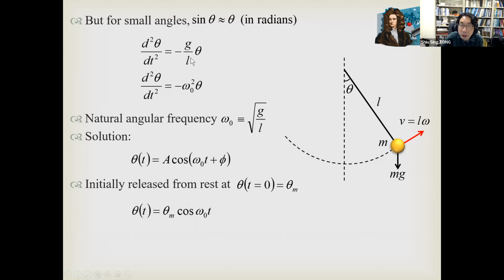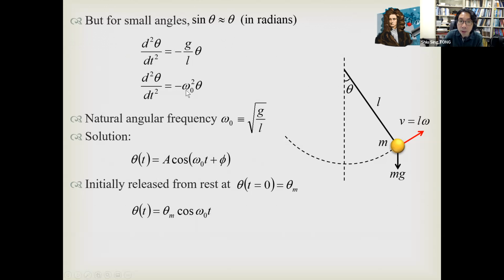Because this is a standard form of simple harmonic motion. The acceleration is proportional to the displacement. Although the acceleration now is not d squared x dt squared, it is in terms of the angle theta, but still this is the acceleration and this is the displacement. And the proportional constant is a negative constant, right? There's a negative sign here, and this is the constant, right? So I can rewrite the equation in this form.